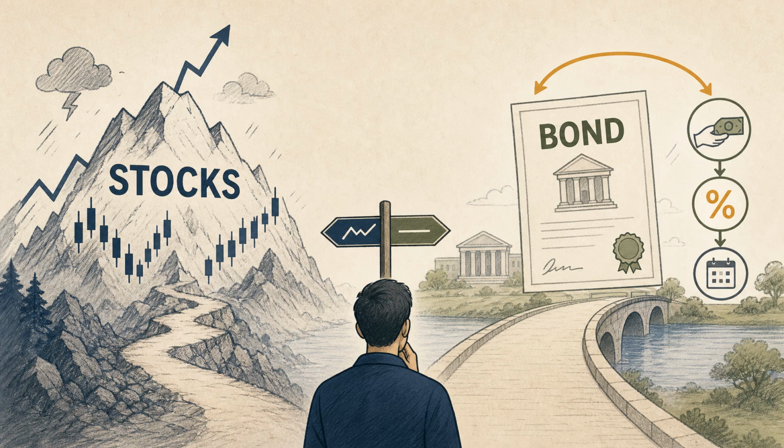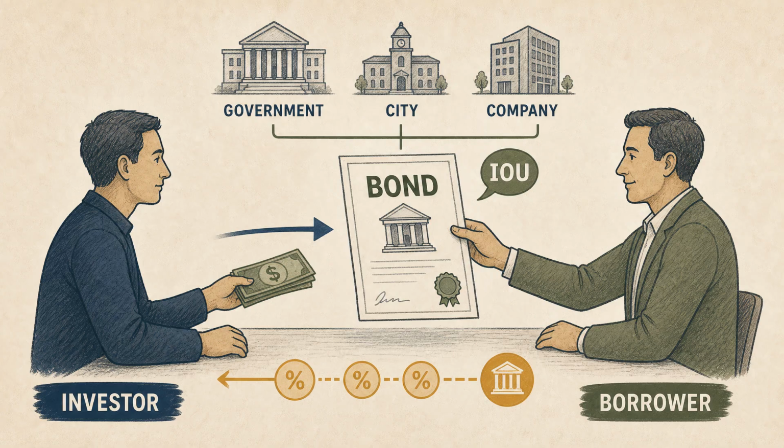Most people think investing means buying stocks, but there is another giant part of the money world where investors do something simpler. They lend money, collect interest, and wait to be paid back. That is the basic idea behind bonds. A bond is basically an IOU.